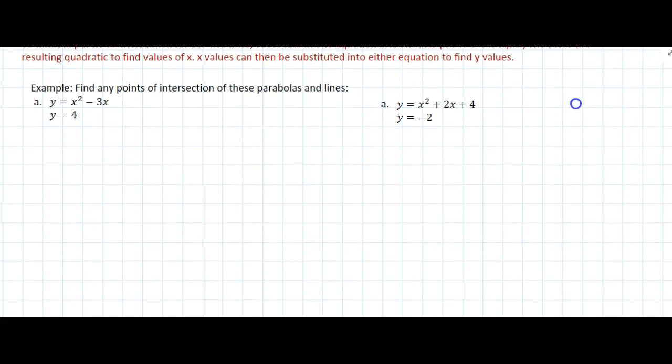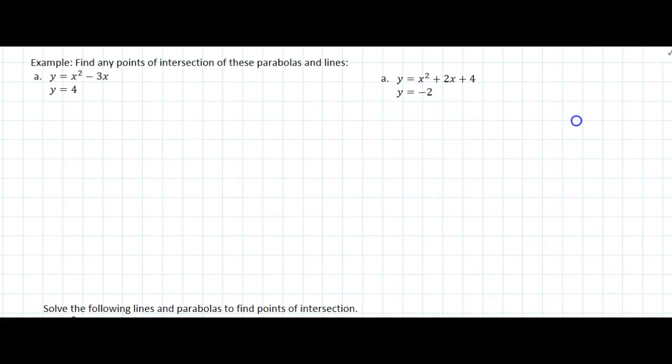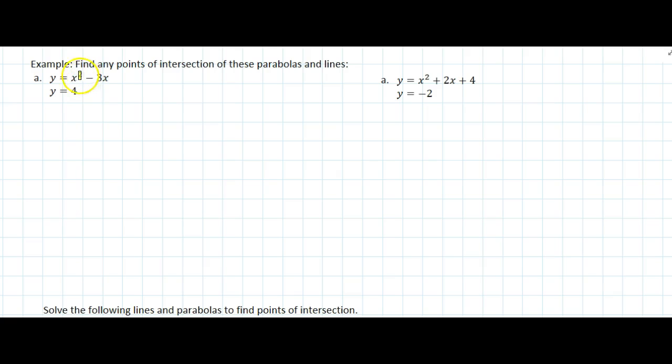So, for example, we have two equations here. The first one is a parabola, it's got an x squared. And the second one is y equals 4, so that's actually a horizontal line. I'm not going to bother drawing these. I'm going to show you how to do it just algebraically. Because we're graphing them in the same plane, they're both equal to y, so we can say that they're equal to each other. So we go x squared minus 3x equals 4.